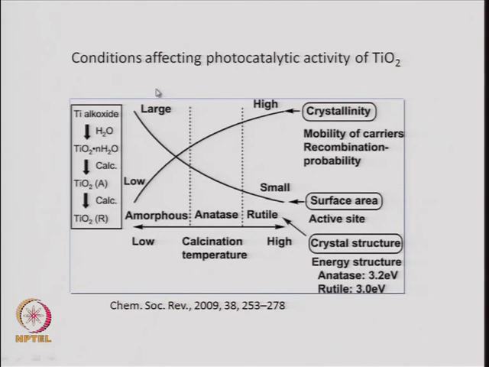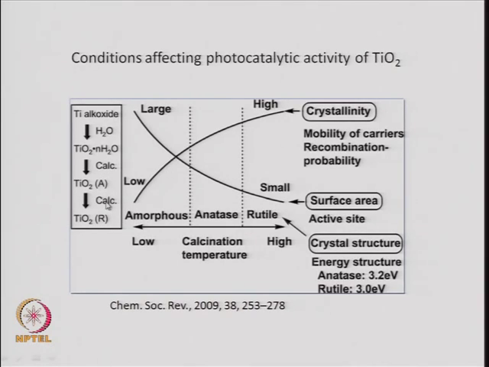Now, TiO2 is normally prepared through an alkoxide. Through solution methods, we start from a titanium alkoxide, and typically we take titanium isopropoxide, and when you hydrolyze it with water, you get hydrates at low temperature. Then when you heat it further, you calcine it, and you get the anatase form of TiO2. If you calcine further, you get the rutile form of TiO2.